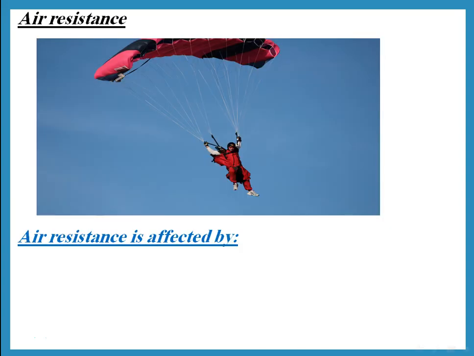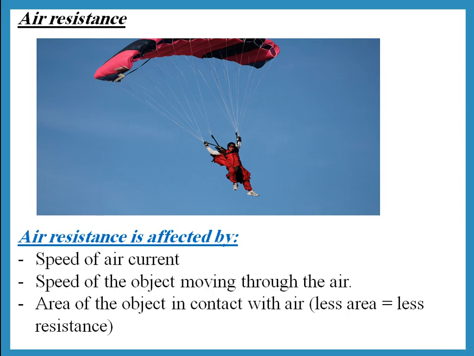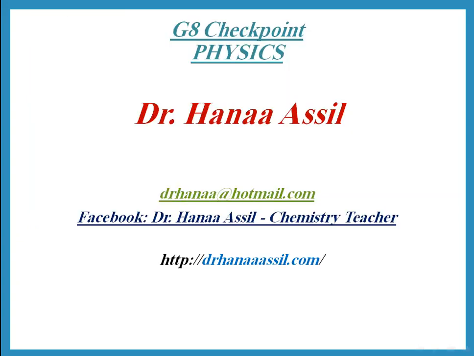Okay, another force is air resistance. Air resistance is something that is experienced by someone, for example, that is jumping with a parachute. Now, the air resistance, how much it is or how high it is, depends on the speed of the air current, the speed of the object that is moving through the air, and the area of the object in contact with air. So if the person's parachute is much larger, then there will be more air resistance and he will come down slowly.